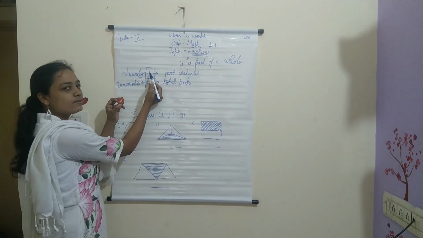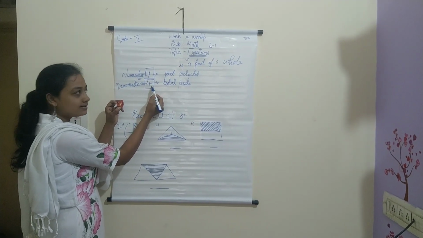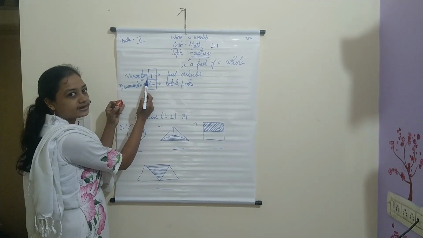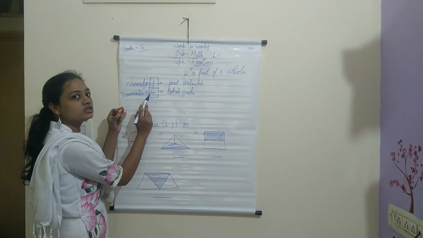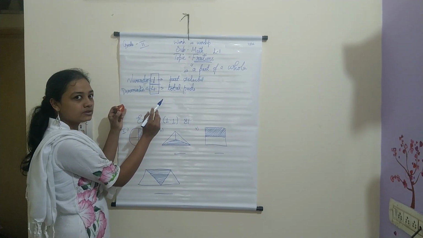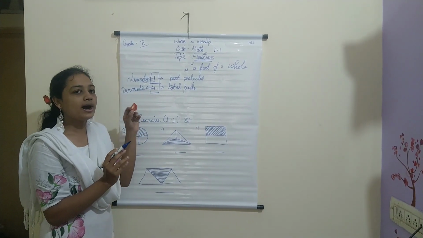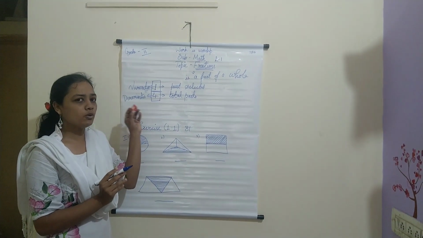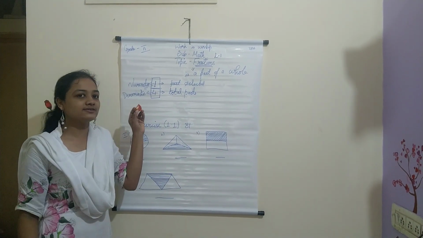And what are the names of the numbers here? The number on the top is called the numerator. The number at the bottom is called the denominator. So this is how I will write my fractions. I'll give you some more examples with this activity, children.